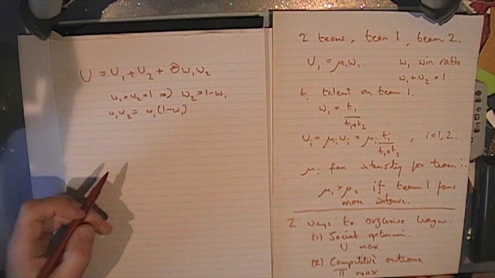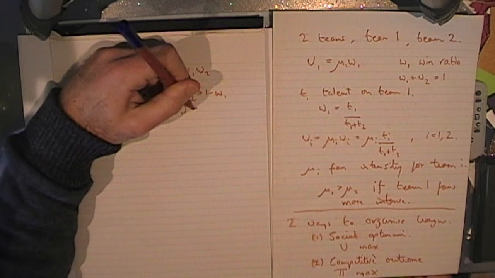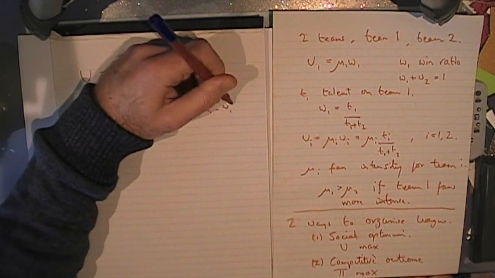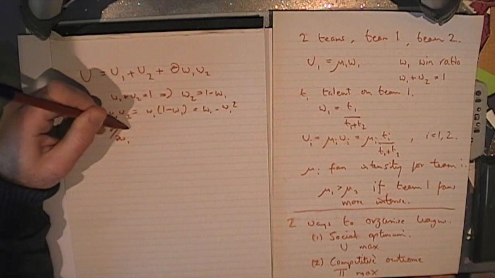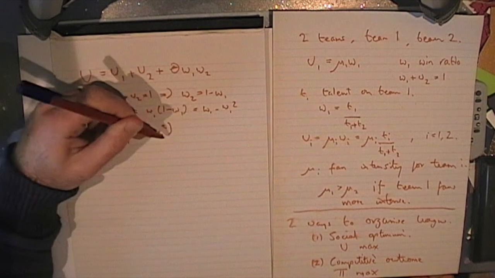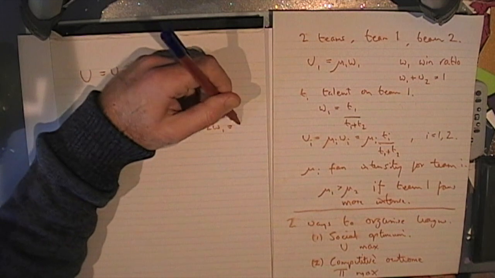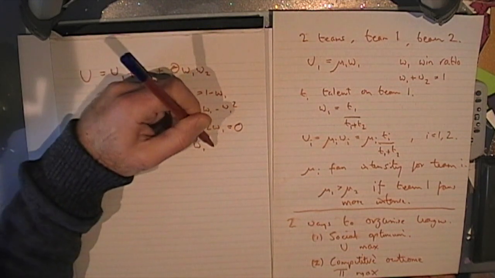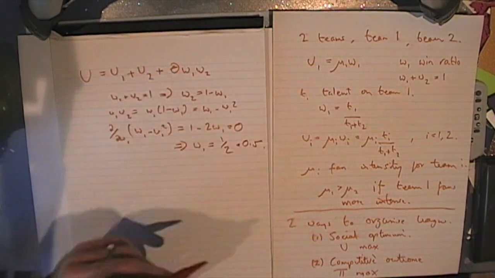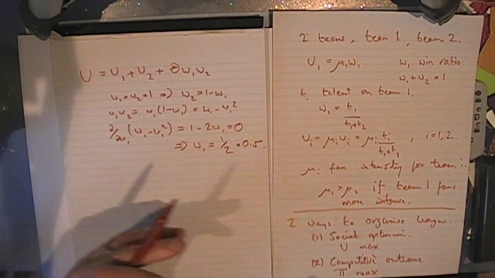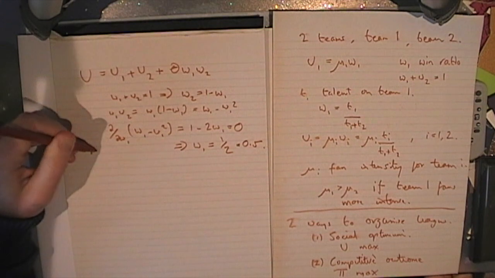When is that maximized? Differentiate with respect to W1. This is W1 minus W1 squared. Differentiating with respect to W1 gives us 1 minus 2 W1 equal to 0. W1 equals a half, or 0.5. So if each team wins half of its games, that's when this function is maximized, when the league is really, really balanced. Okay? The league is really balanced.